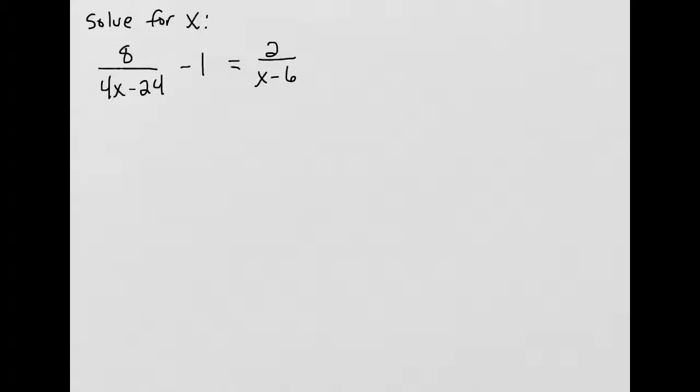If we want to clear out the fractions, I want to multiply both sides of my equation by the least common denominator. So our first step is to find that least common denominator. To find it, my first step is to try to factor my denominators as much as possible.